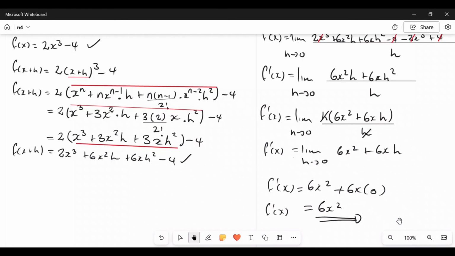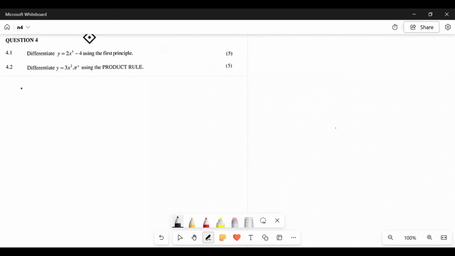But we are done with this question, which is 4.1. We're going to do 4.2. All right, guys, here is our 4.2. So let's read the question. It goes like this: differentiate y equals 3x squared multiplied by pi to the power of x using the product rule. So here we're going to differentiate this expression using the product rule.